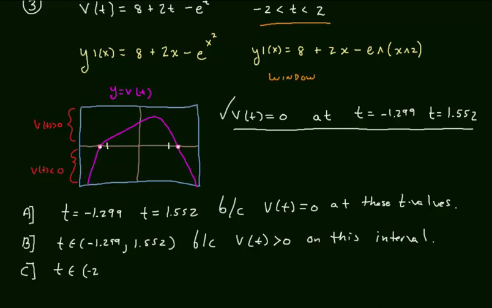At any rate, t is an element of negative 2, not inclusive, all the way up to negative 1.299, in union with 1.552 all the way to the other endpoint, 2 not inclusive. And this is because v of t is less than 0 on this interval.